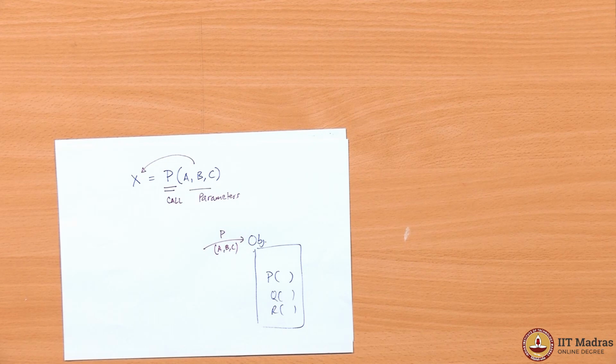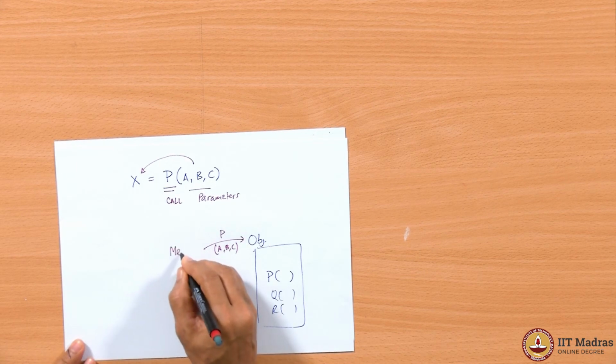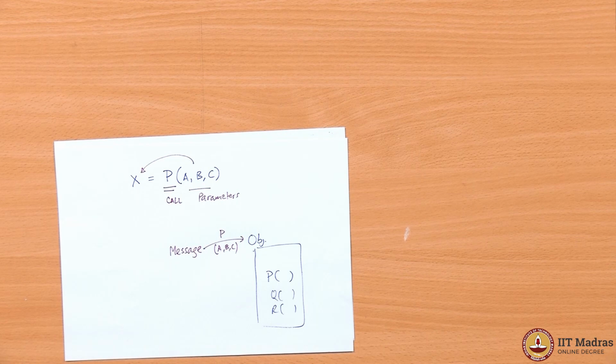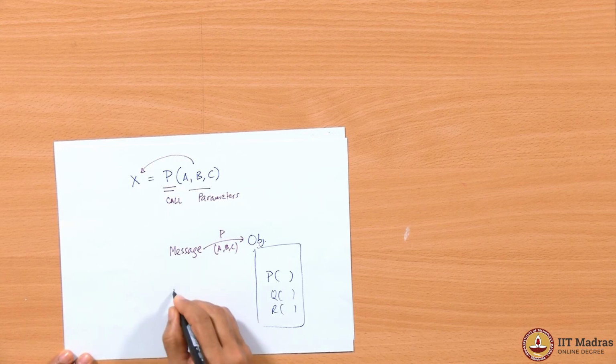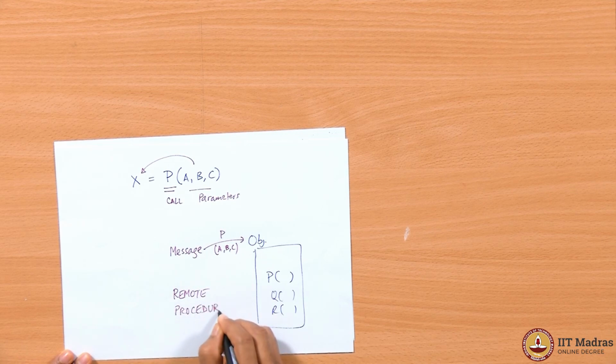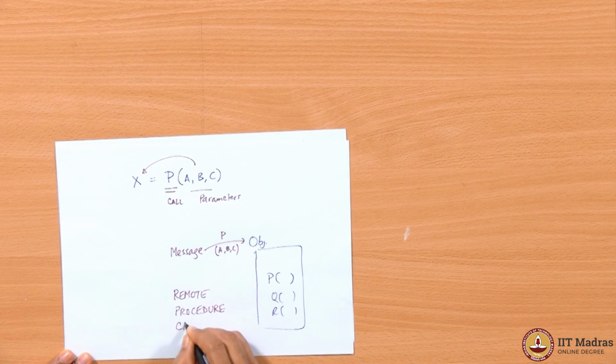So I'm saying, hey object, do P with parameters ABC. This is a message. This is one message. I'm going to send this message to the object, and this object now is far away. Potentially it could be far away. So it's a remote procedure. I'm sending a call to the remote object. It's like a call only, no difference. The only difference is what goes on underneath. So I'm making a remote procedure call.